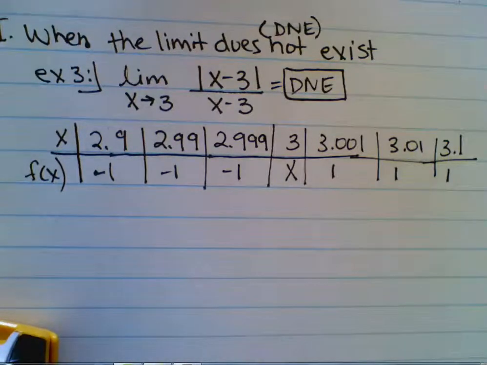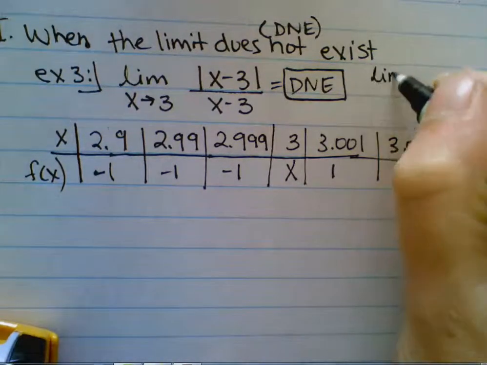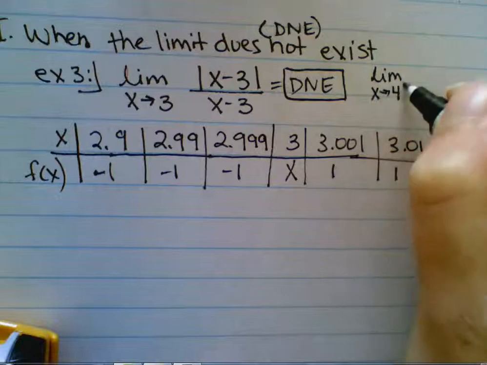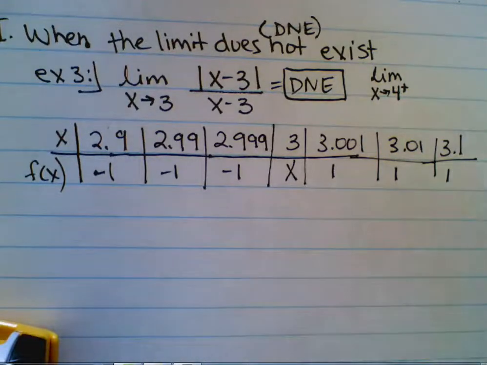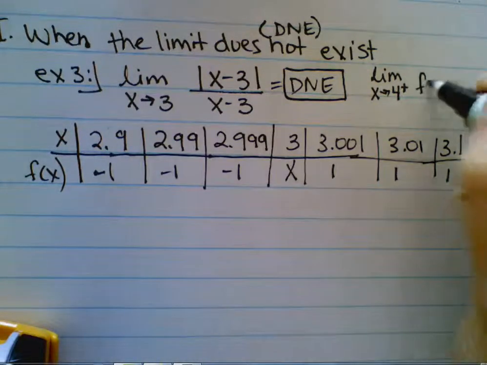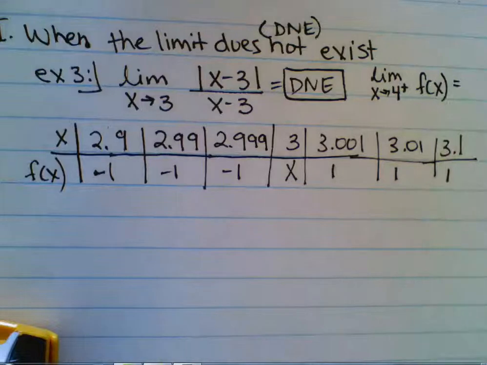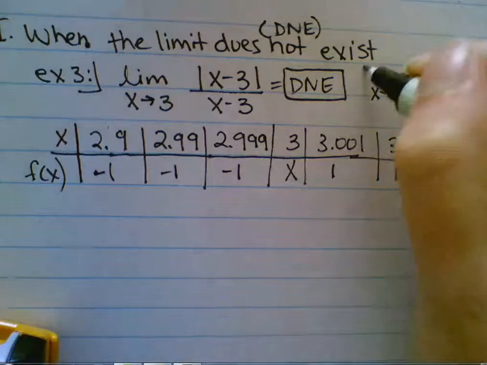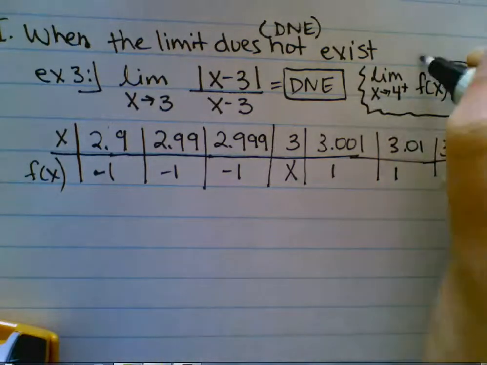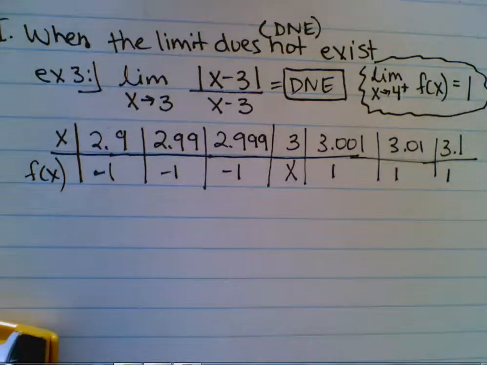And what if I just asked you the limit as x approaches 4 from the right-hand side of this function we'll call f of x? What would it be? If I was approaching it from just the right-hand side, it would just be 1. Very good. That's just a side note there. All right, let's look at another example. Here we had kind of a jump.